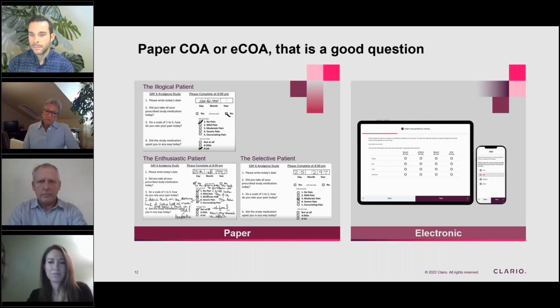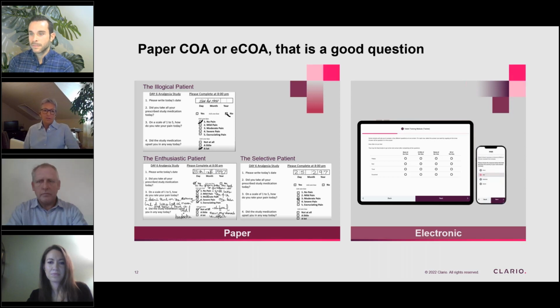The next one is the selective patient. Again, he's answered only 2 of the 4 questions. Put in the date and assumed it's done at 8 p.m. He skipped the first question about study medication and the last question about study medication, but he went ahead and rated his pain today. So the question would be, from a statistical point of view, is this evaluable information? Can you really determine, if I didn't take my study medication, which was against pain, and I rated my pain, is one without the other useful?